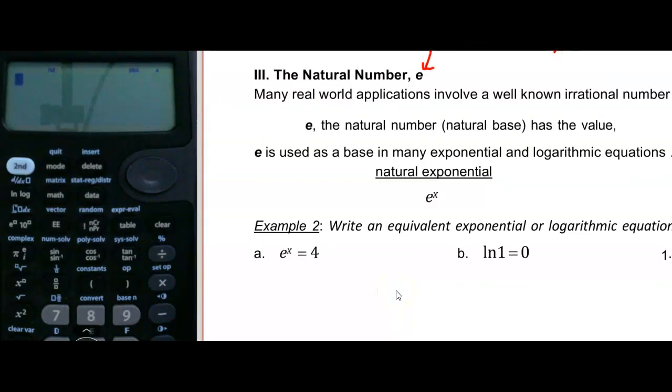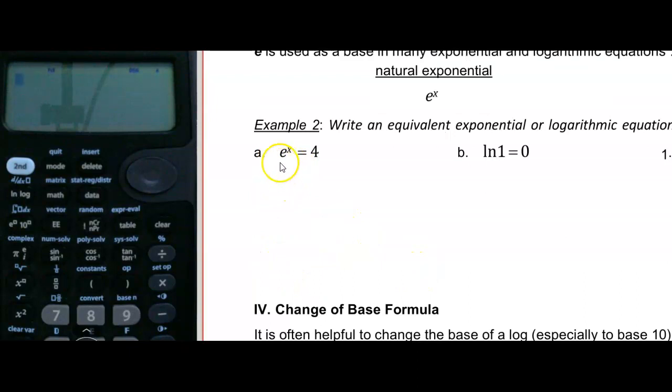All right, so these just say write them into an equivalent form, an exponential or logarithm. So this is in the exponential, which means let's write this in logarithm form. E to the x equals 4. E to what power equals 4? Remember, this is 2.71 to what power equals 4. So since it's e, we're taking the natural log on both sides. So we have the natural log of e to the x equals the natural log of 4.